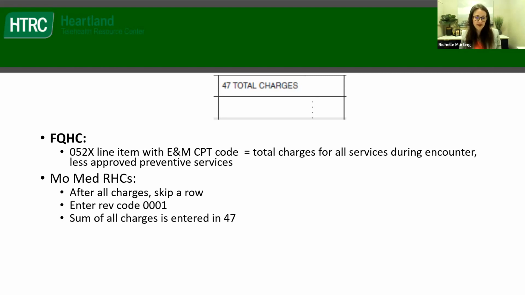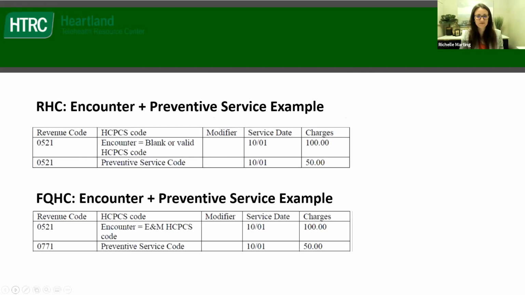For Missouri Medicaid rural health clinics, for the total charges, after you have all of your rows describing the procedures, the CPT codes and HCPCS codes on the claim, skip a row, and then you're going to enter revenue code 0001 to indicate that the row is a total charge row. And then over here in box 47 of that row, you're going to sum all of the charges for that visit and put it there.